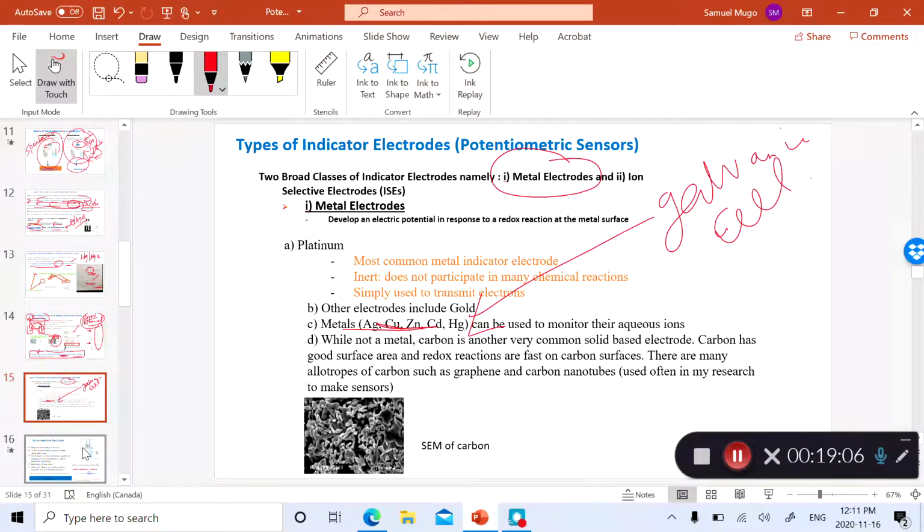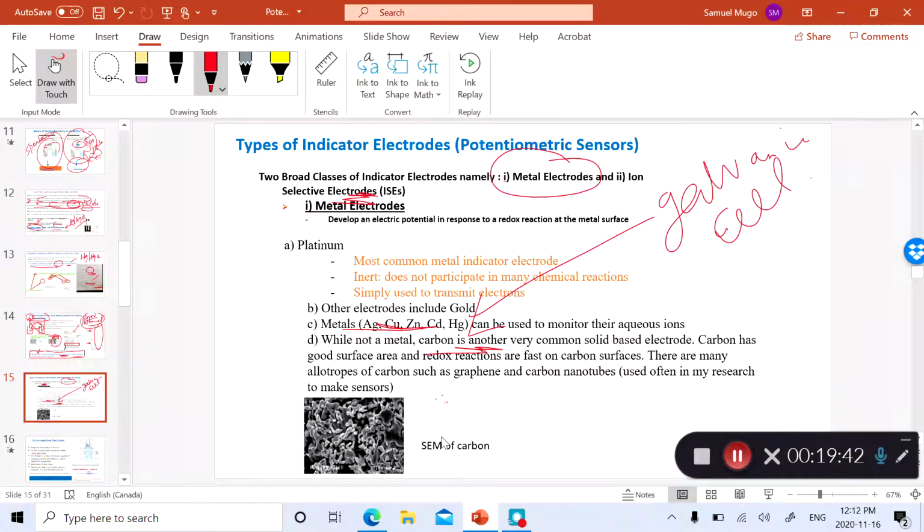Now, when you're using non-classical potentiometry, often we use another type of electrode system called ion selective electrodes. And by the way, maybe I backtrack a little bit. For the metal electrodes or solid electrodes, other than the metals, you can also use carbon. Carbon is another very common type of electrode that is used when you're making potentiometric sensors.